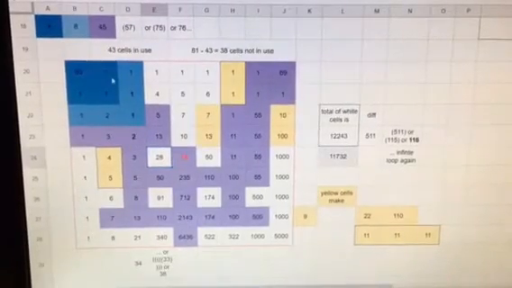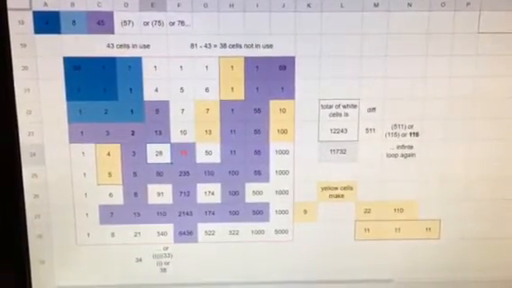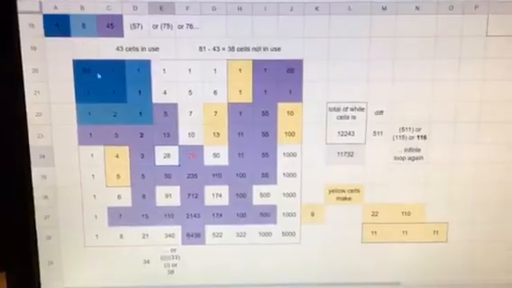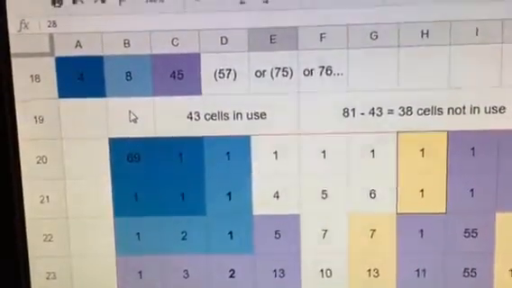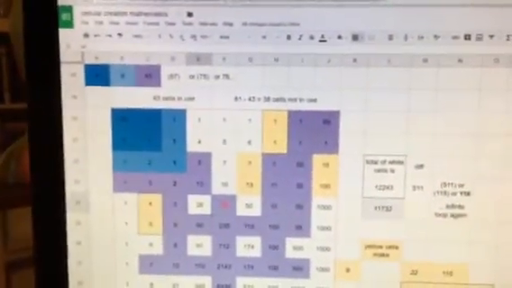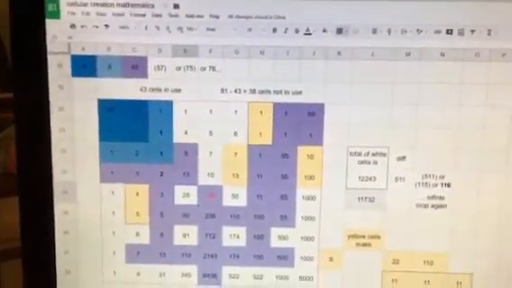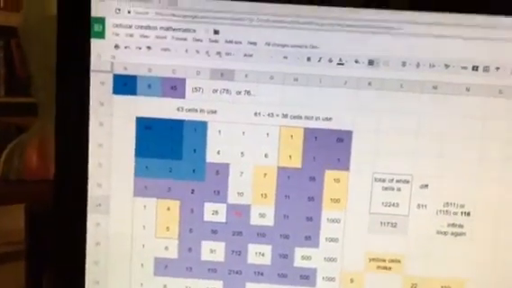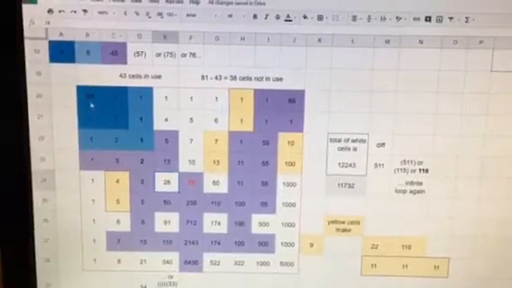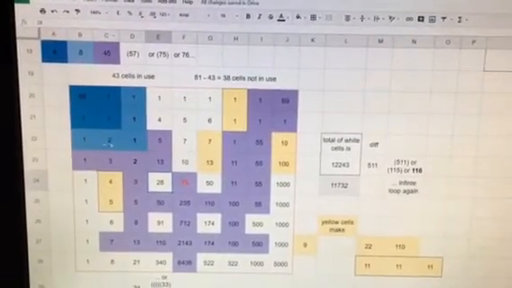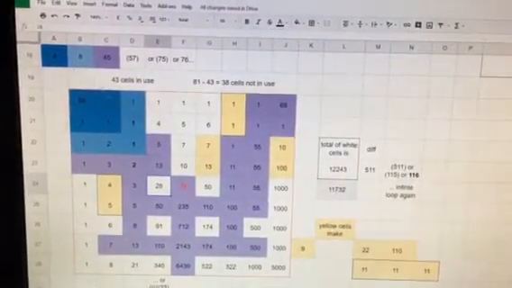You go like a square of 4. Okay, right here would be a 4. 4, 8, 45. So what we're basically trying to depict here is the amount of cells in use and not in use. So the bigger one will then be 1, 2, 3, 4, 5, 6, 7, 8 cells.